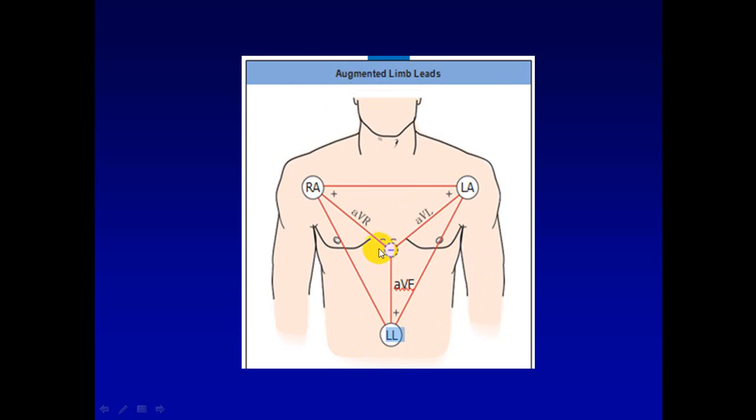So we have 6 limb leads. Three are bipolar limb leads, lead 1, lead 2, lead 3. Lead 1 looks at the lateral surface of the heart, lead 2 and lead 3 at the inferior surface. While the augmented limb leads are unipolar: right arm to center, left arm to center, left leg to center, AVR, AVL, AVF.